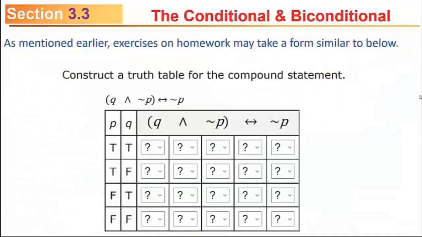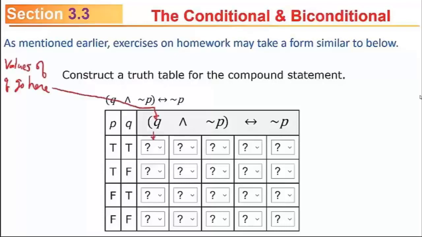We talked a little bit earlier in the previous section about the way that WebAssign presents some of these truth tables. So I want to go back to a problem with the conditional and biconditional that presents the table like you'll see it in WebAssign. And here's an example. They're asking you to complete the truth table for this compound statement involving a biconditional.